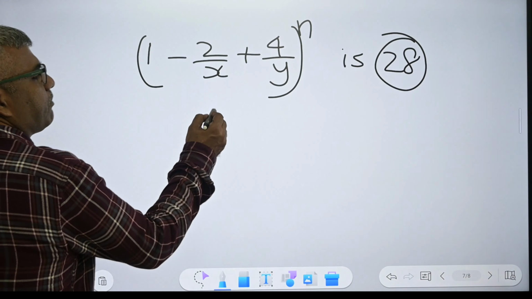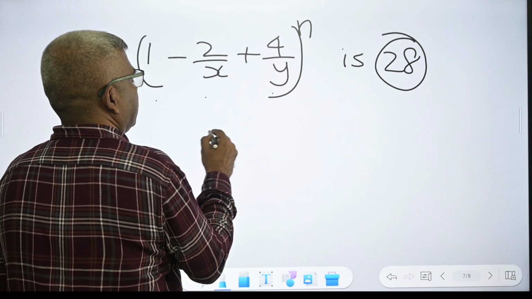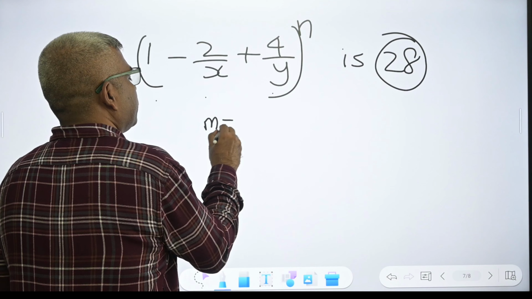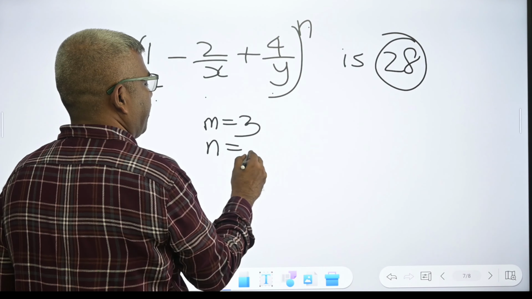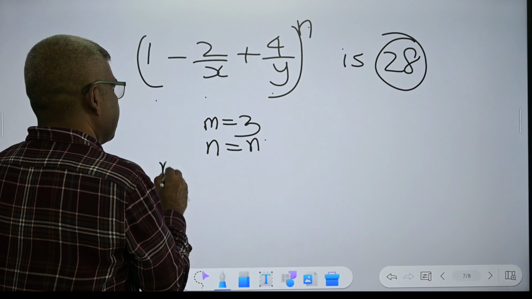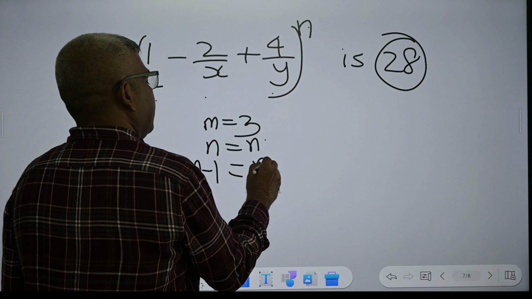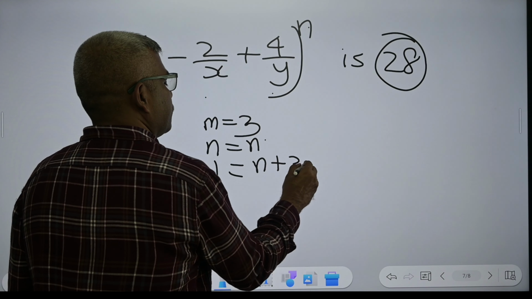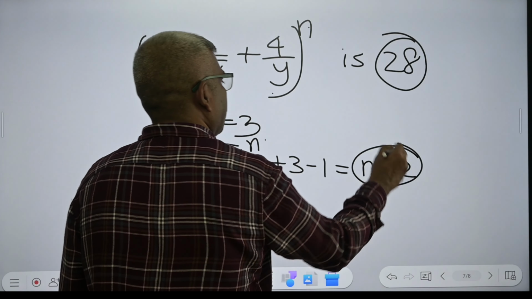Here, how many terms are inside the bracket? 3 terms: 1, 2, 3. So m is equal to 3. The power n is not given, so it stays n. Okay, m plus n minus 1 means n plus 3 minus 1, which is n plus 2.